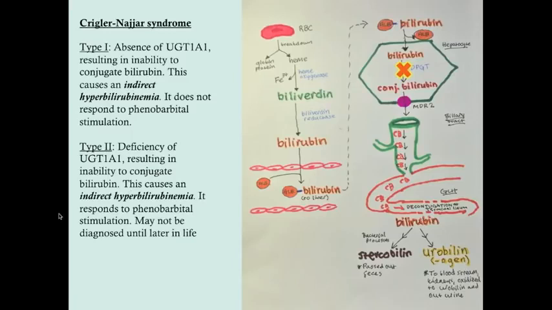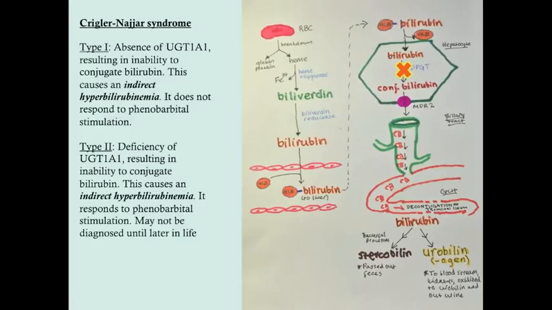So this will cause also an indirect hyperbilirubinemia, but you can differentiate type 1 from type 2 because in type 2 you can give the babies phenobarbital. Phenobarbital will induce this enzyme. And so in these babies, when you give them phenobarbital, it should reduce their total serum bilirubin by around 30 to 80%. Of course, if they don't have any of this enzyme, then phenobarbital is not going to do anything because there's no enzyme to stimulate.